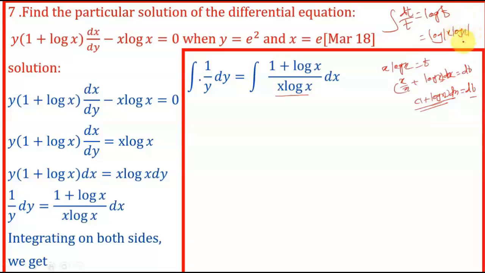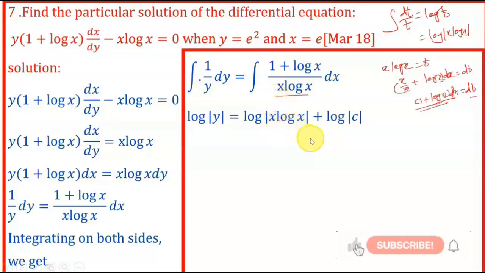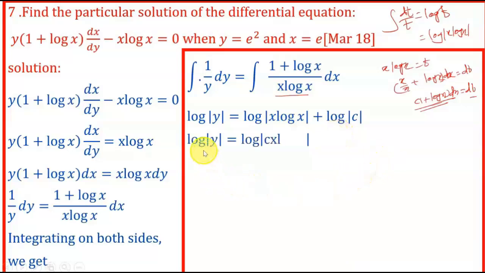And for solving this integration, you will have log y equals log x log x. And what about the constant? The constant is also in the form of log, that is log c. So log y equals... log m plus log n is nothing but log of m times n, so log of c x log x. Taking antilog on both sides, you will have y equals c x log x. This is the first equation.